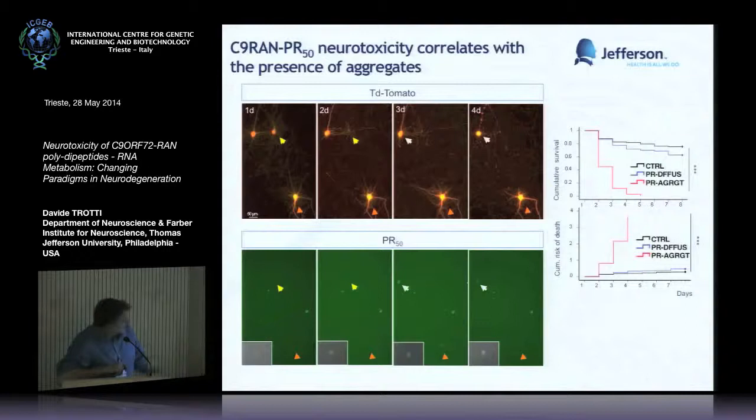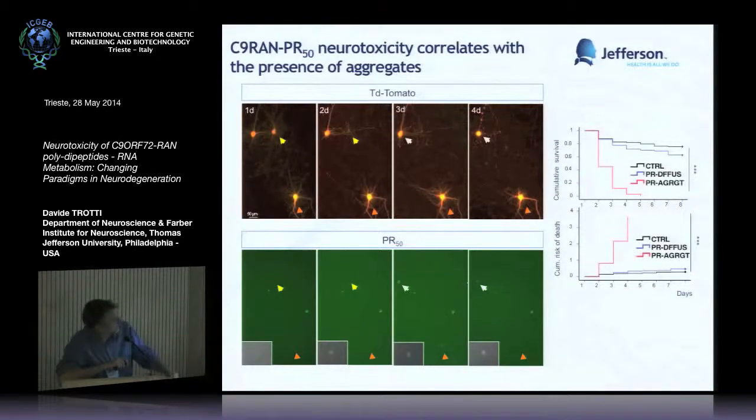I was mentioning aggregation versus non-aggregation for PR. We also have neurons that didn't carry aggregates. This is a small percentage of these neurons, less than 10% have a diffuse pattern, and the ones that are able to keep PR in the diffuse state are the ones that actually survive. This neuron here is shown with a diffuse PR staining, and it's perfectly fine.